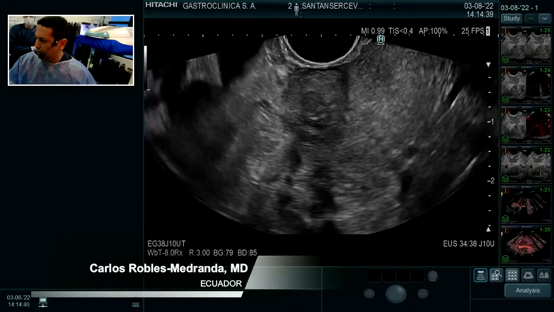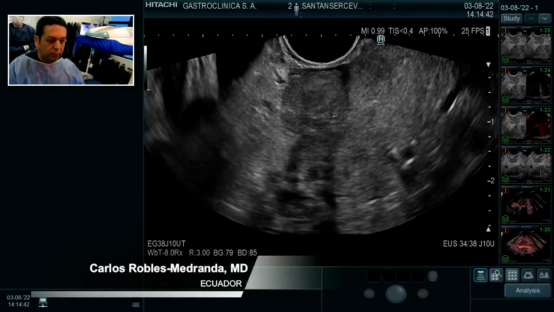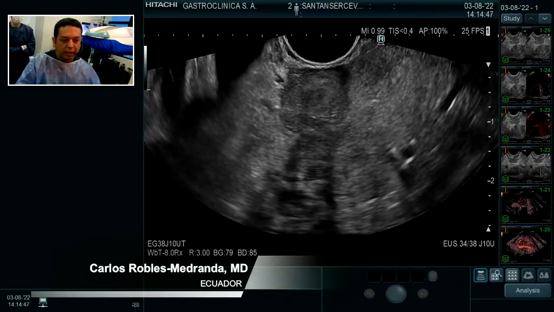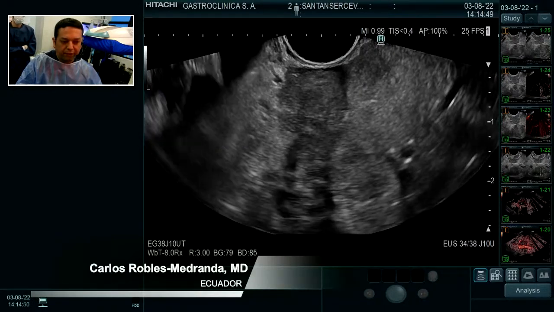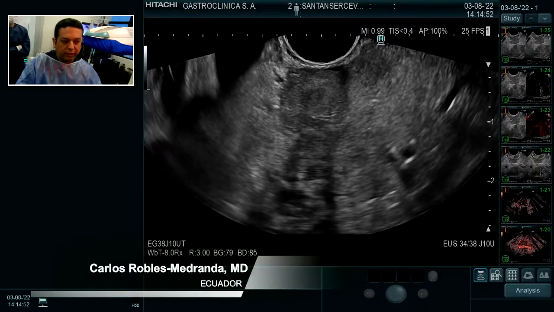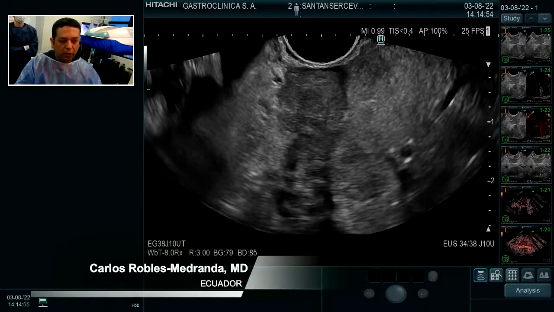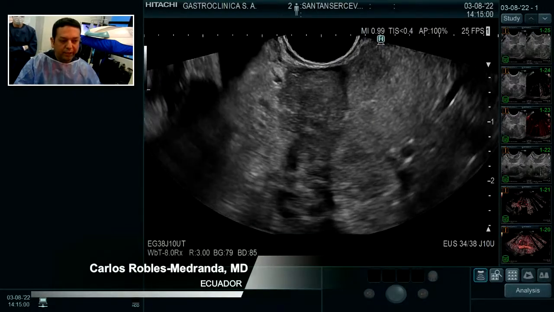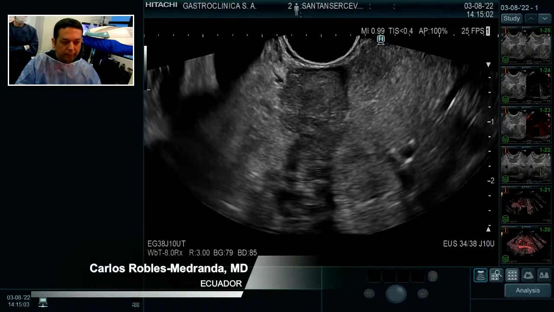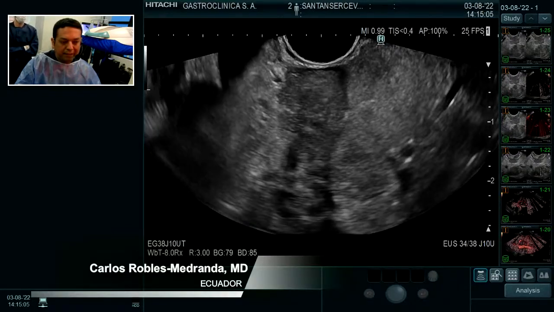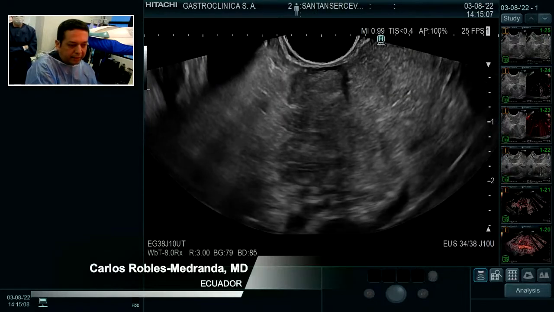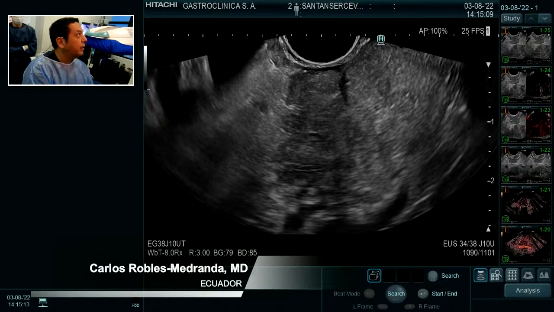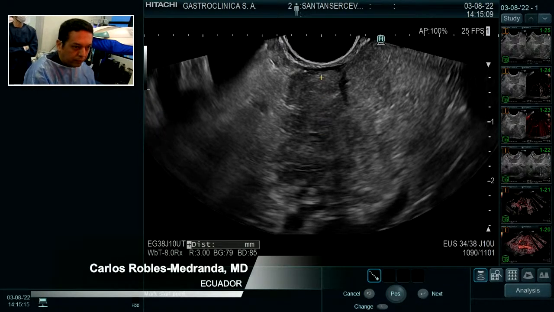49 years old, that came to our unit because of jaundice and weight loss, 5 kilograms more or less during the last weeks. So what we see today during the evaluation by EUS is that this patient has a pancreatic mass, a solid pancreatic mass in the head of the pancreas. So the lesion is here. You can see here. I want to show you where the lesion is coming from. So the lesion is here.